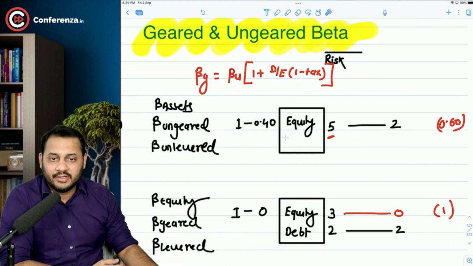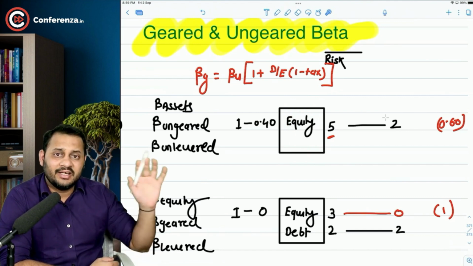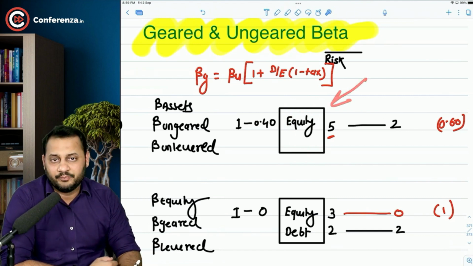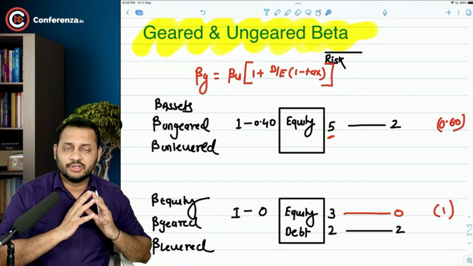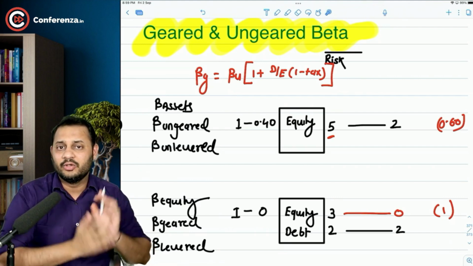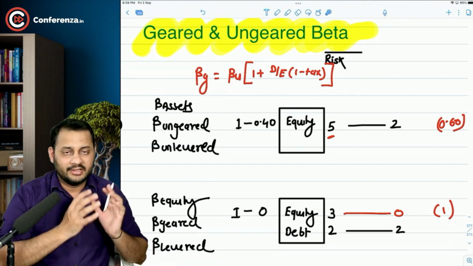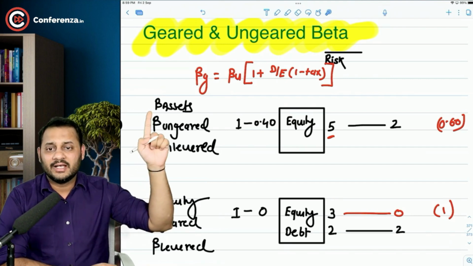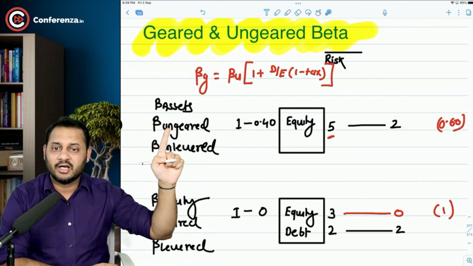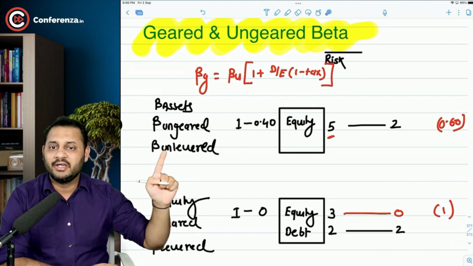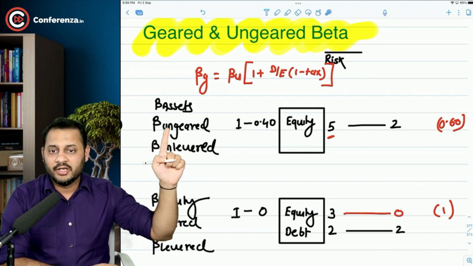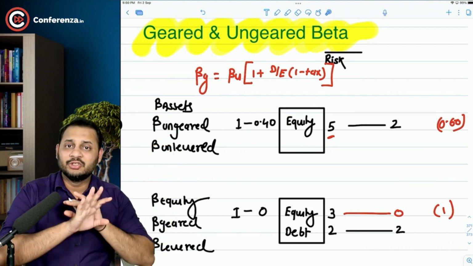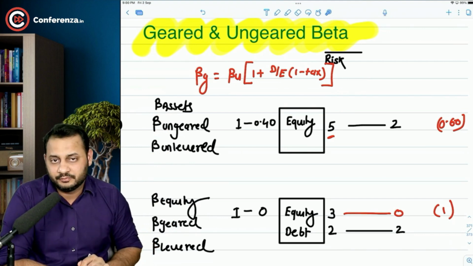Let's say this is a company. This particular thing is a company. And this company is entirely financed by equity. Only equity. There is no outsiders' money included in that company. So that company's risk will always be called the beta of assets, beta of ungeared company, or beta of unlevered company. That means there is no debt in the company.